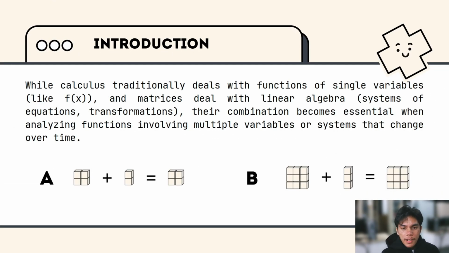So, why are we talking about matrices and calculus? Usually, when we start calculus, we're dealing with functions like f(x), right? Just one variable. Matrices, on the other hand, belong more to linear algebra. Think solving sets of equations, or maybe transforming shapes. But where they come together is when calculus problems get more complex. Imagine functions with multiple variables changing, or systems where different parts are changing over time. To analyze those, you really need matrices. They give us the tools to handle the extra complexity.